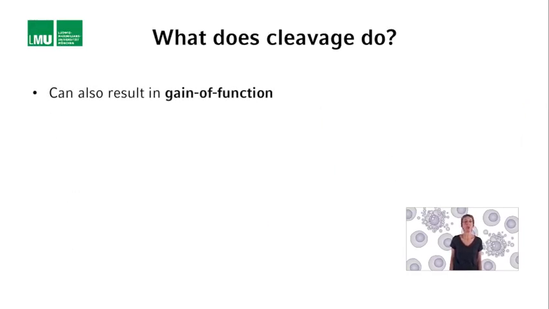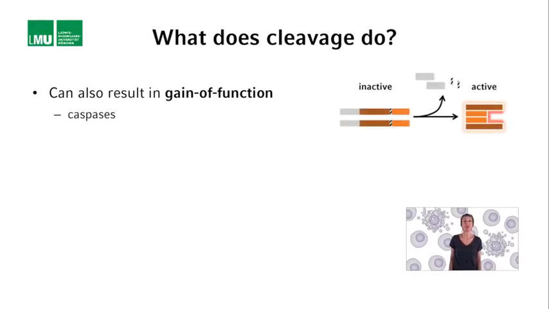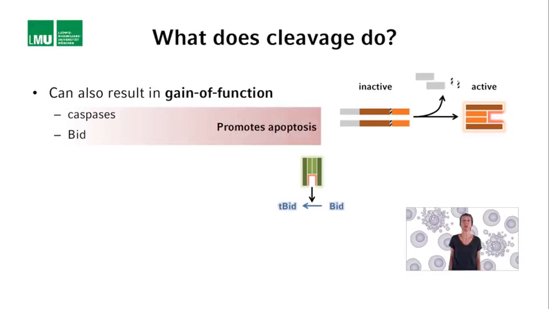Caspase cleavage can also result in the gain of a particular function. For example, the activation of caspases themselves through cleavage is such a gain of function event. Another example is the activation of BID through caspase 8 cleavage. In both cases, the pro-apoptotic activity of a protein is strongly increased or activated by cleavage.